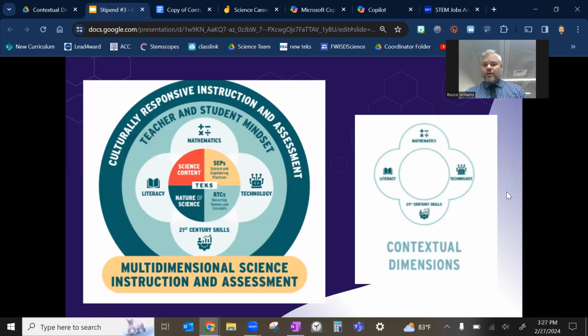Once again, we've been talking about these contextual dimensions and how we engage the kids in these things in order to do the science. The science is the core part of that graphic, but surrounding that core, what is science, are these contextual pieces. How we get kids to learn science a lot of the times involves literacy, mathematics, technology, and 21st century skills. And we just want to make sure we're being intentional with how we utilize those contexts with our students in science class.